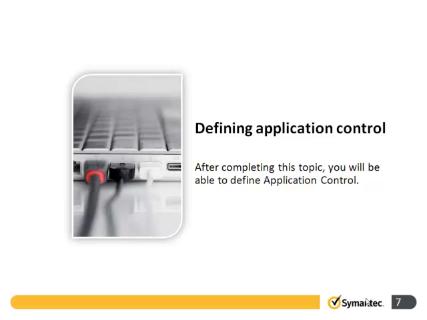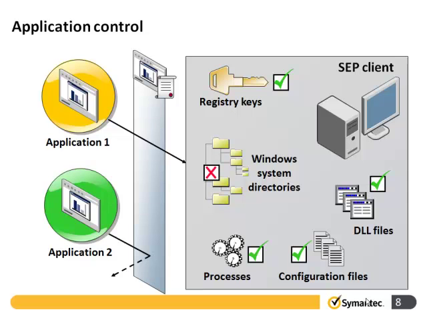Let's have a look at defining the application control first. It's quite common to need to control the applications that are running and what they're able to do. We can protect certain Windows system directories, for instance, and configuration files that are key to the client. You may want to protect the registry from being accessed or changed. And we can do all of this within the application control.